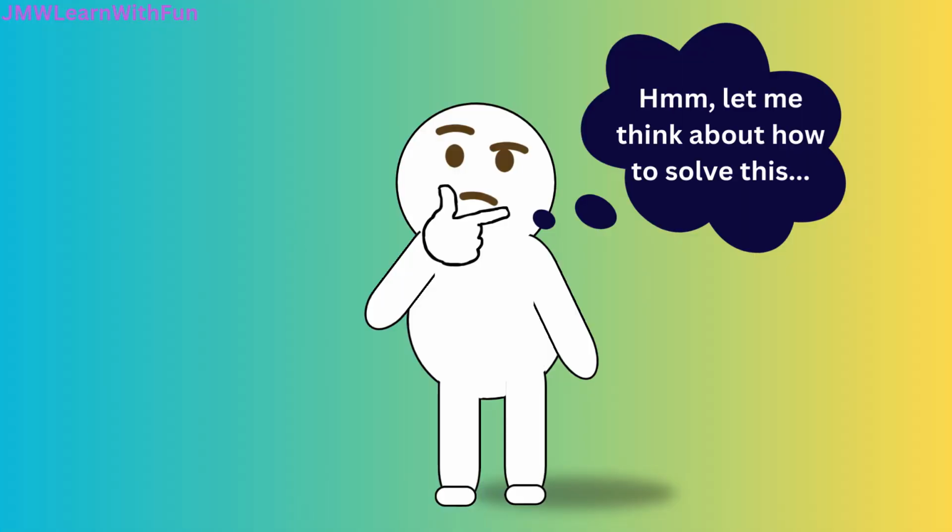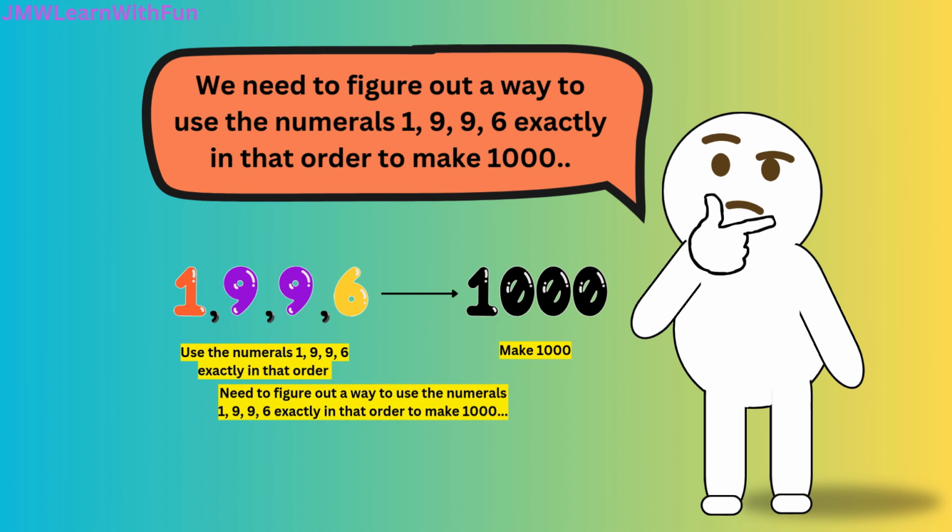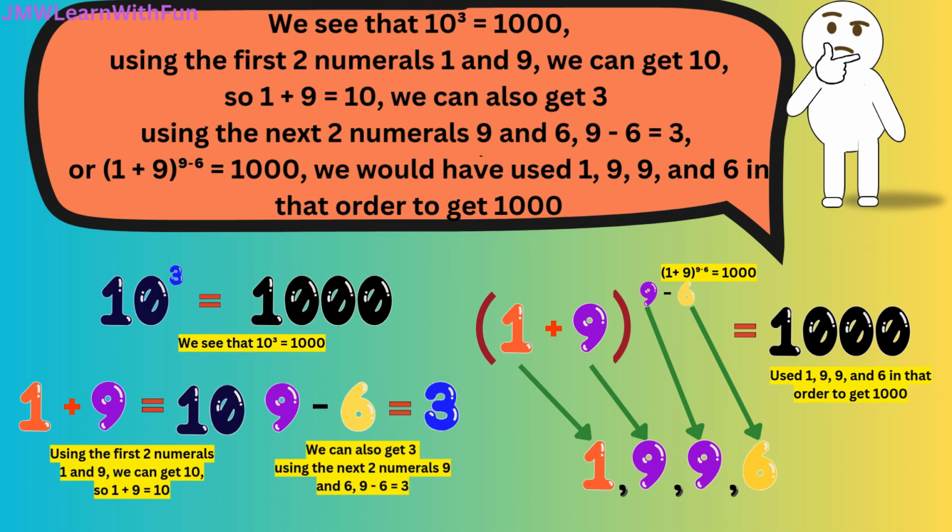Let me think about how to solve this. We need to figure out a way to use the numerals 1996 exactly in that order to make 1000. We see that 10 raised to 3 equal to 1000. Using the first two numerals, 1 and 9, we can get 10. So 1 plus 9 equal to 10. We can also get 3 using the next two numerals 9 and 6. 9 minus 6 equal to 3. Or 1 plus 9 raised to 9 minus 6 equal to 1000. We would have used 1, 9, 9 and 6 in that order to get 1000.